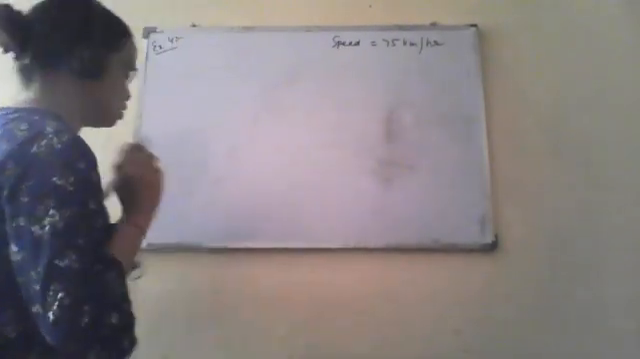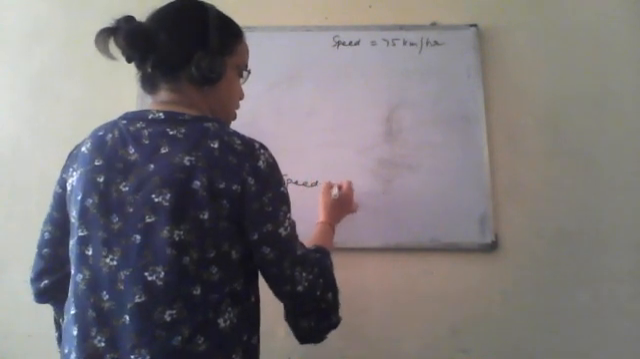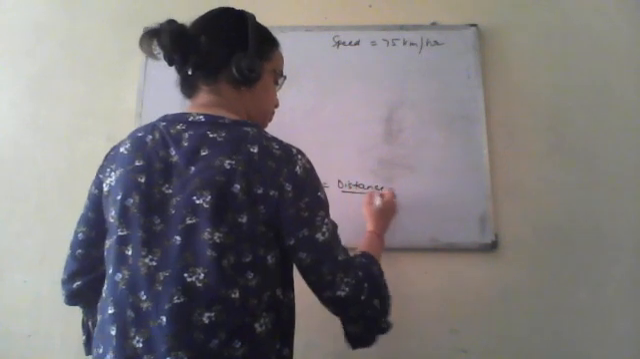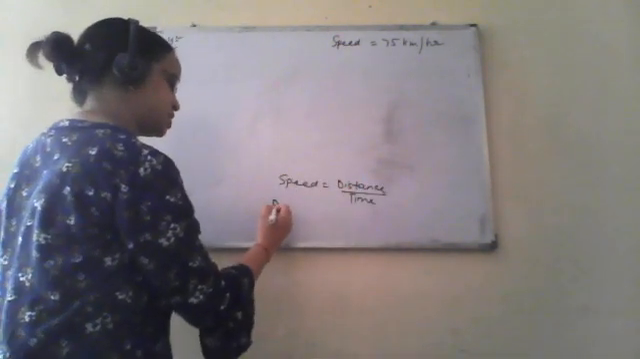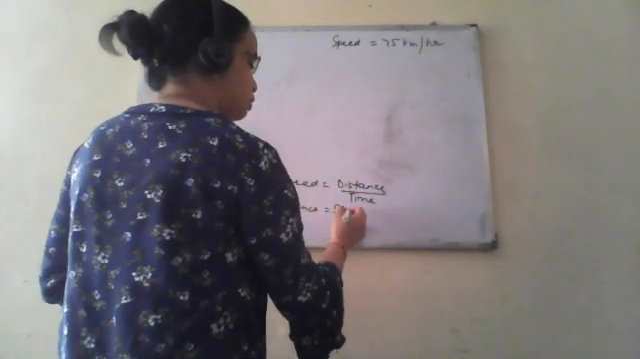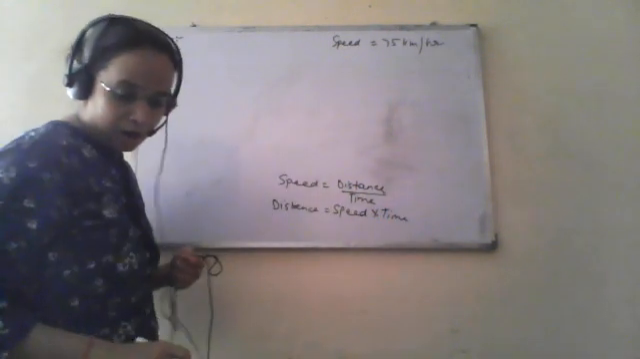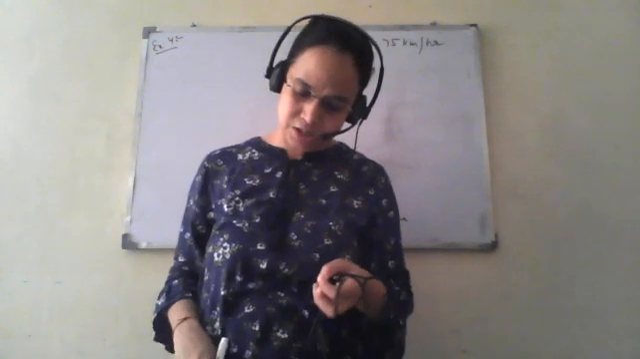Again I am repeating, speed is equal to distance upon time. Now we have to calculate distance. Distance will become speed into time. This thing you have to keep in mind. Now the first part is how far it will travel in 20 minutes.